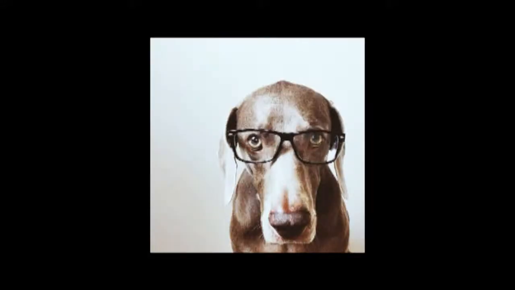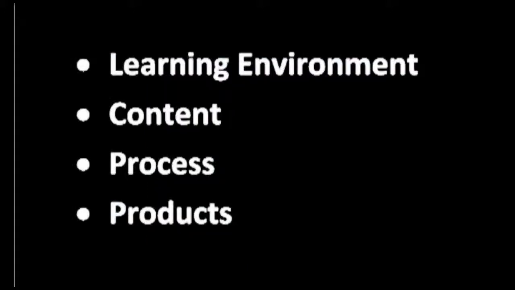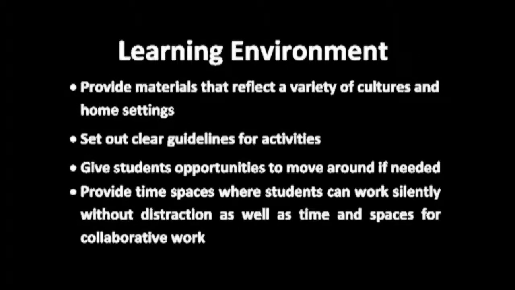Now that you know what differentiation is and why we implement it in a classroom, we will learn what it looks like. Here are the 4 classroom elements of differentiated instruction: learning environment, content, process, and products. Learning environment is how the classroom setting feels and looks. A lot of the environment methods are based on good classroom management techniques.